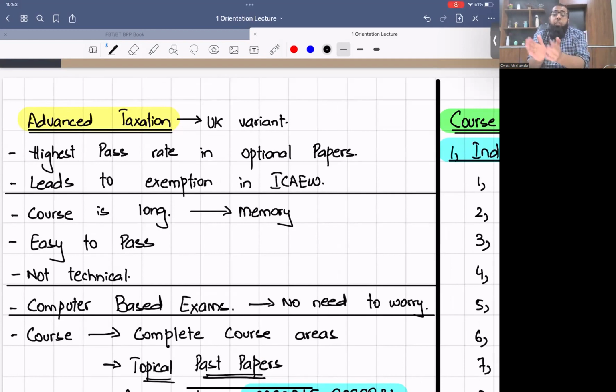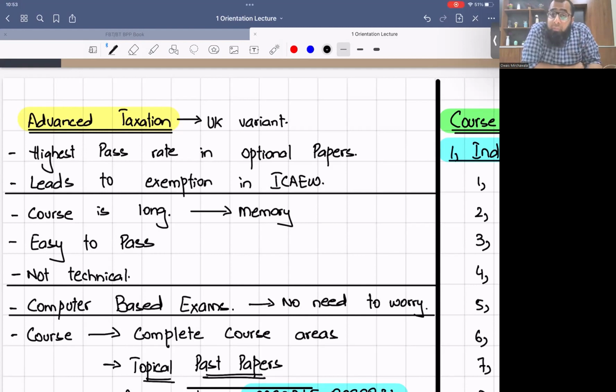Now, the advanced taxation course is only available in the UK variant. The students who plan to move towards UK, the advanced taxation course is their top pick. The other benefit of opting for this course is that it has one of the highest pass rates in optional papers. Normally, the advanced tax paper pass rate is around 43%, whereas other professional papers have pass rates around 30 to 35%. So it is an easy paper to pass.